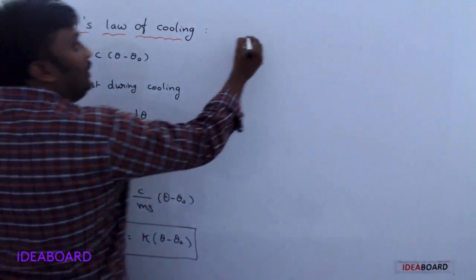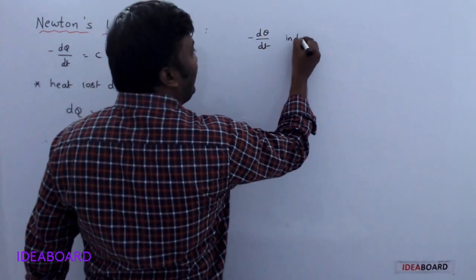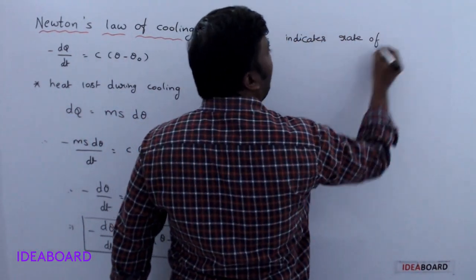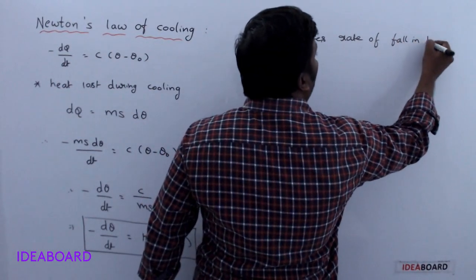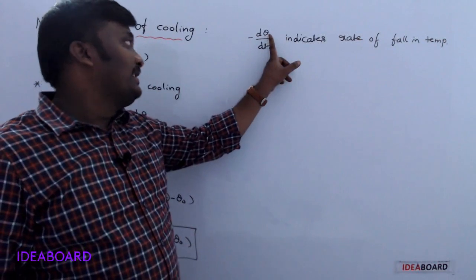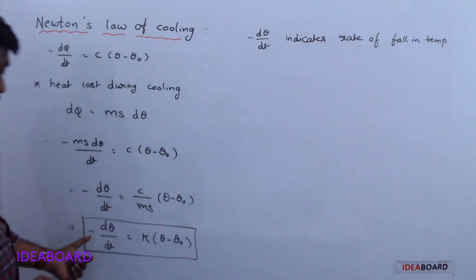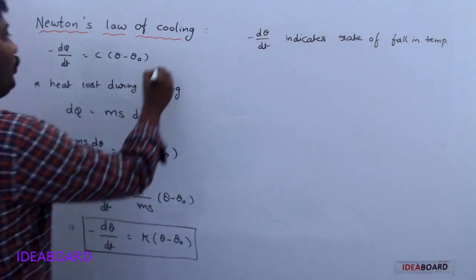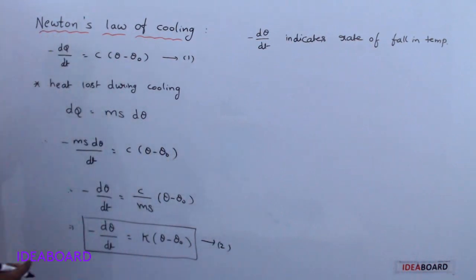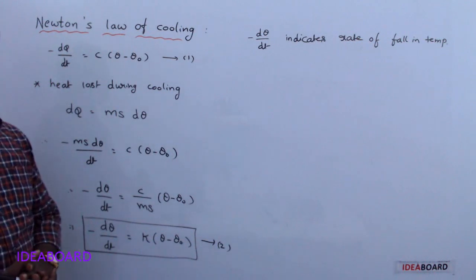Here minus d theta by dt indicates the rate of fall in temperature. d theta is nothing but change in temperature. So the rate of fall in temperature is indicated by d theta by dt. Let this be equation number 1 and this be equation number 2. For objective purposes, these two formulas are very, very important.